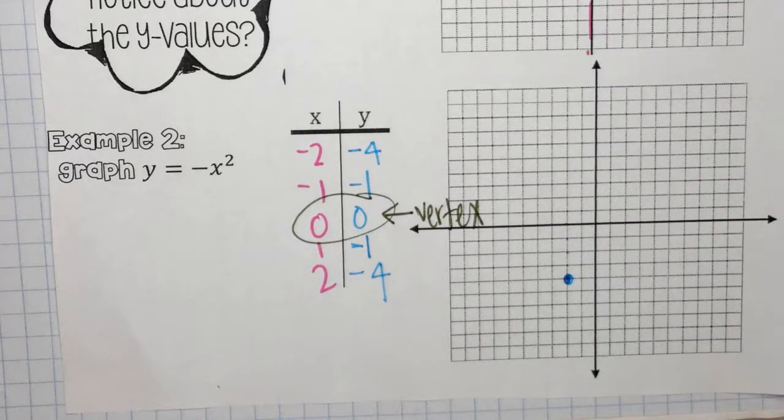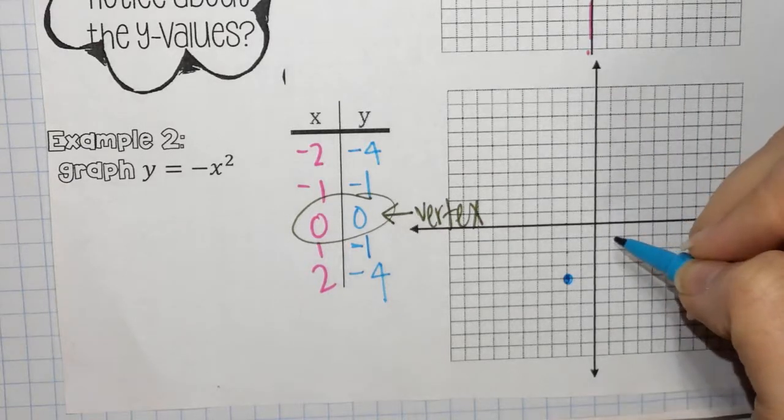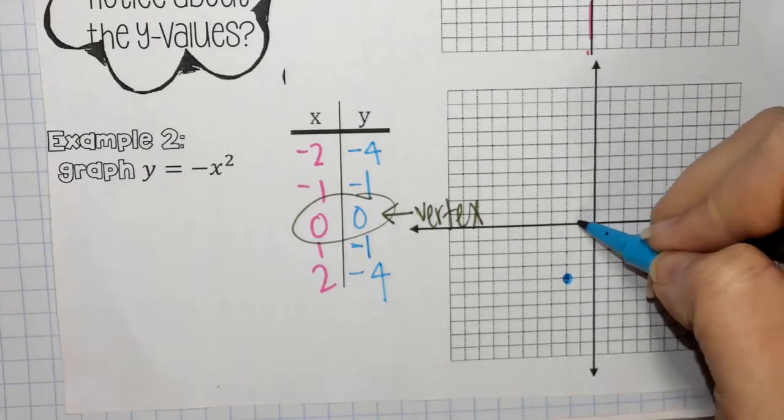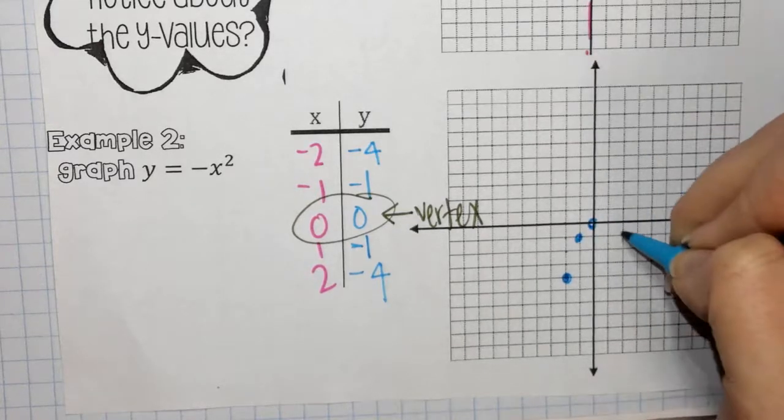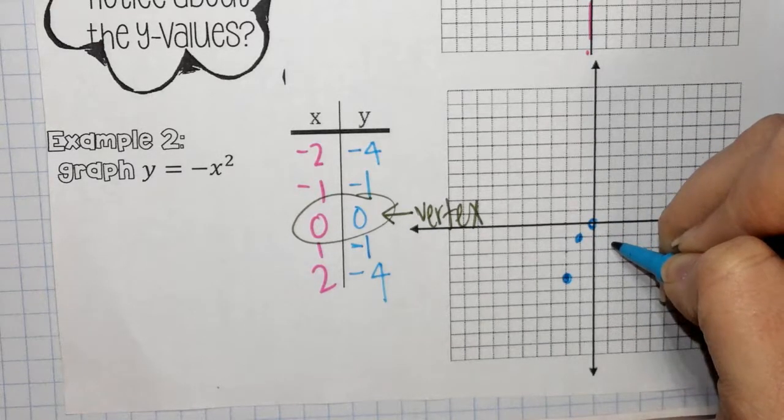Alright, did everybody go left 2, down 4? Other than Jorge? And then did we go left 1, down 1? Sí, 0, 0. Right 1, down 1.